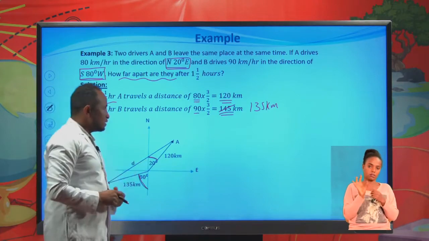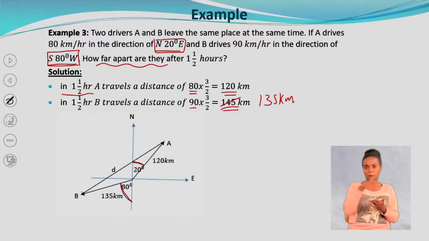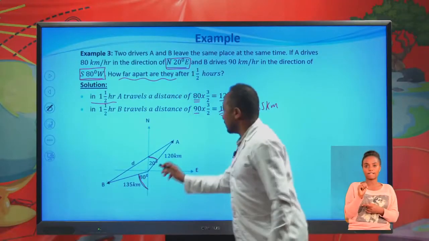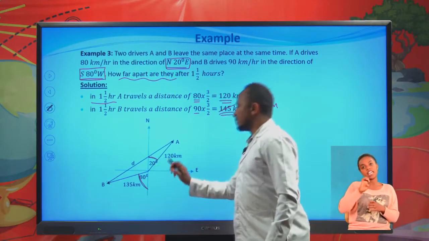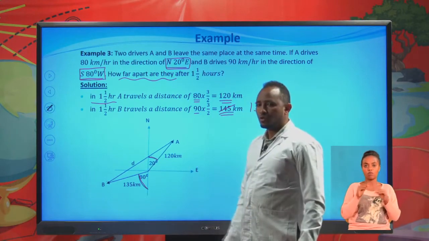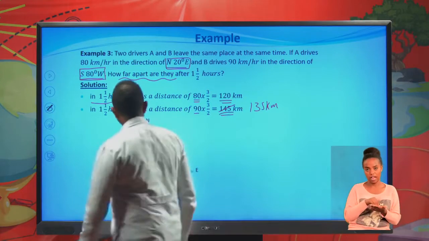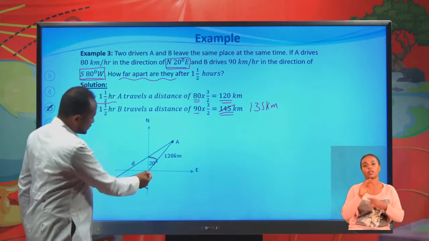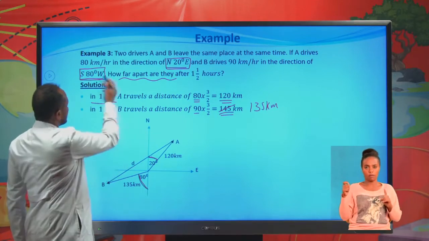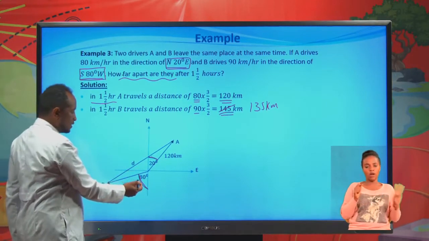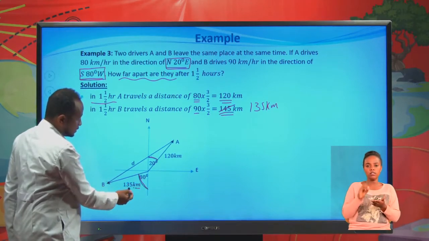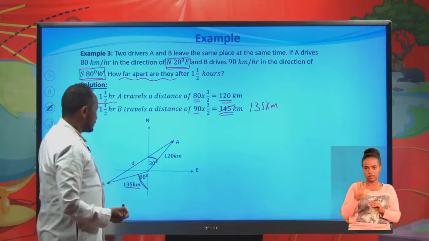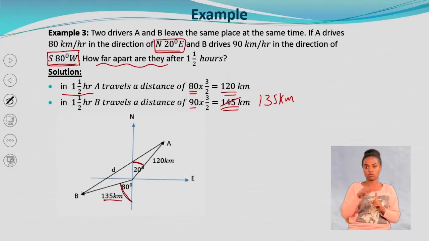So putting this in a graph, driver A moves 120 km northeast. Therefore, this one is 20 degrees from north to east. So the distance moved is this 120 km. And again, driver B moves from south to the west. Therefore, this is 80 degrees and it moves 135 kilometers. So we are asked to find the distance between A and B.